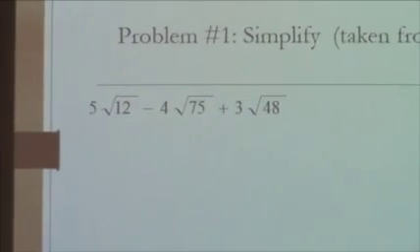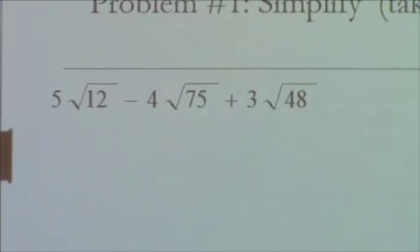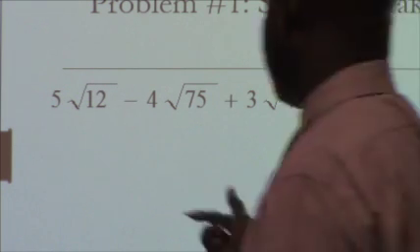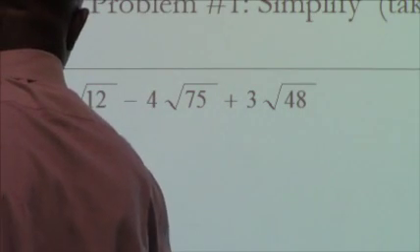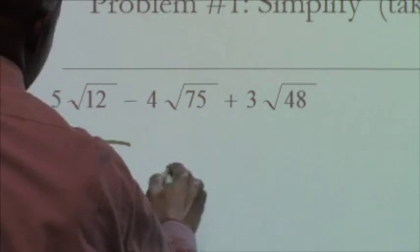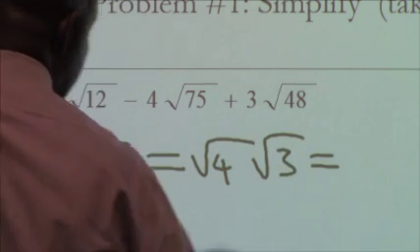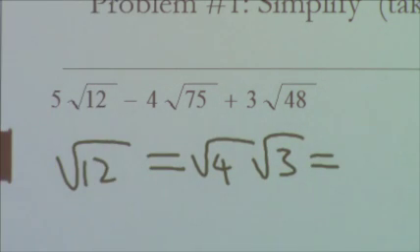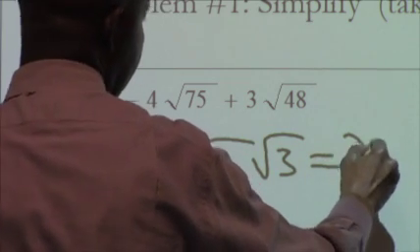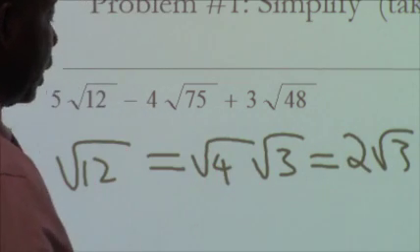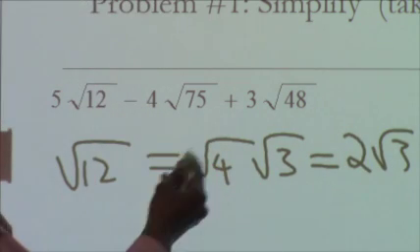But no, we can. When I look at 12, and I want to do them separately, I can rewrite 12 as square root of 4 and square root of 3. And I know that square root of 4 is 2. So what you want to do here is look for 2 numbers such that one of which is a perfect square, if it is possible.